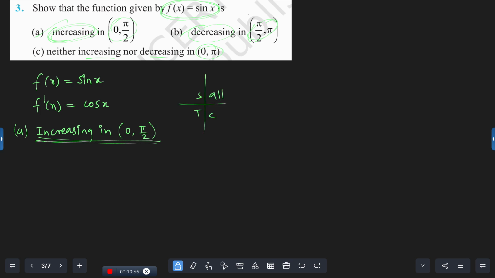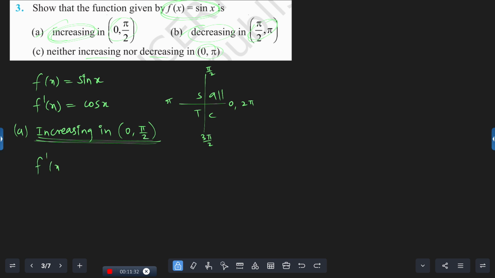All means all functions are positive, S means sine is positive, T means tan is positive, C means cos is positive, and the reciprocals also hold true. Here cos will be positive in 0 to pi by 2, because this is 0 degrees, pi by 2, here pi, and this is 3 pi by 2. When you come one more round, that is 2 pi, you complete the cycle. So in the first quadrant, 0 to pi by 2, all functions are positive.